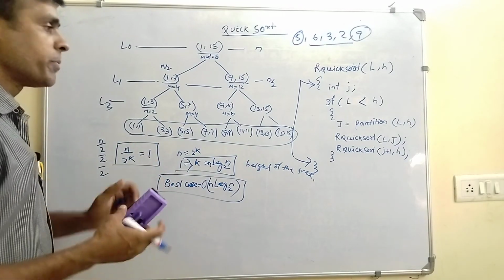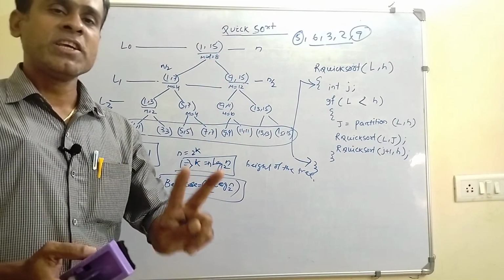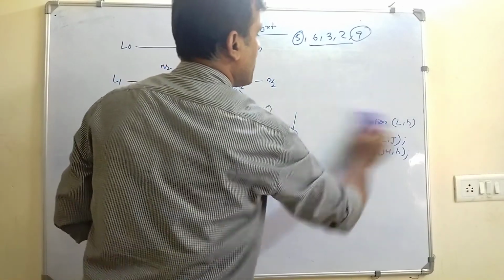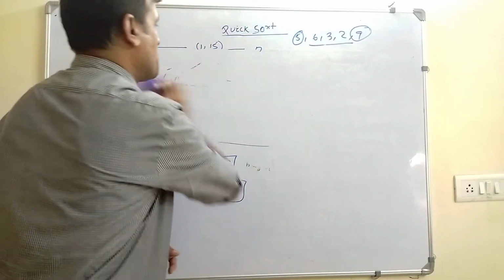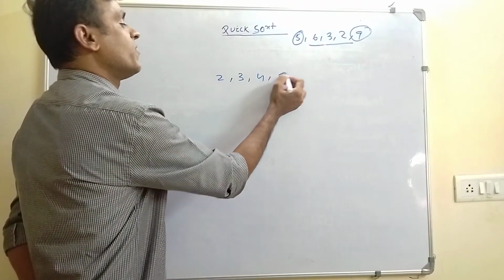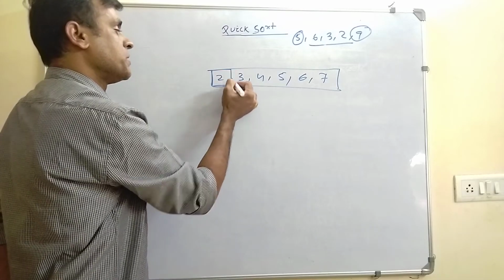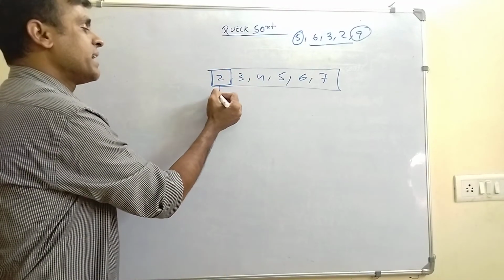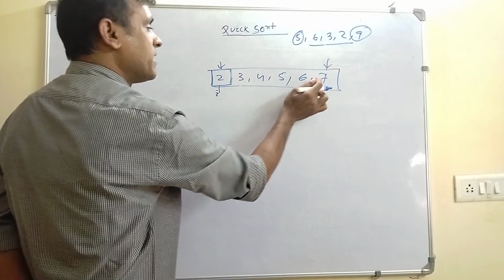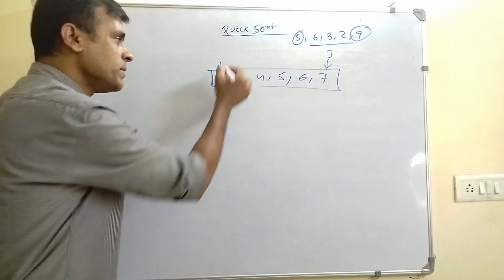Now, after the best case, we will think about the worst case. This is the only sorting algorithm in which the worst case comes when the array is in sorted order. How? We will check it. Suppose my array is in sorted order: 2, 3, 4, 5, 6, 7. I have taken this as my pivot value. Whenever I take this pivot value, I start i here. I will not increase, but j will decrease up to this, because these values are greater than the pivot. So j will decrease up to this, and the partition will happen here only.